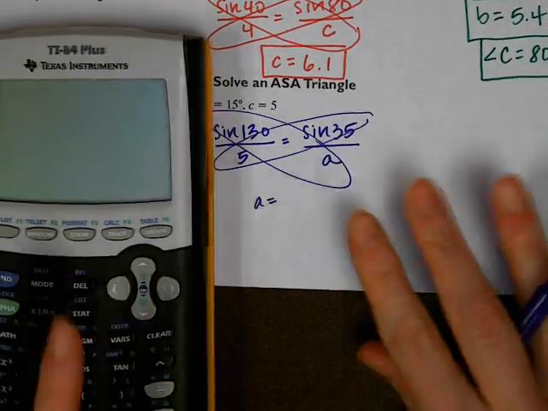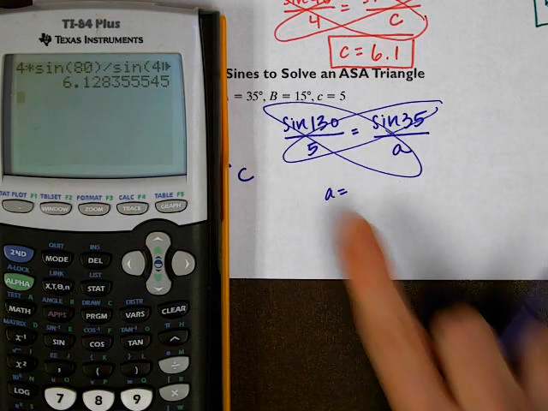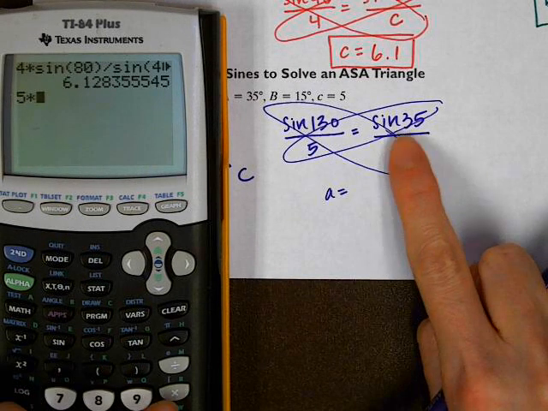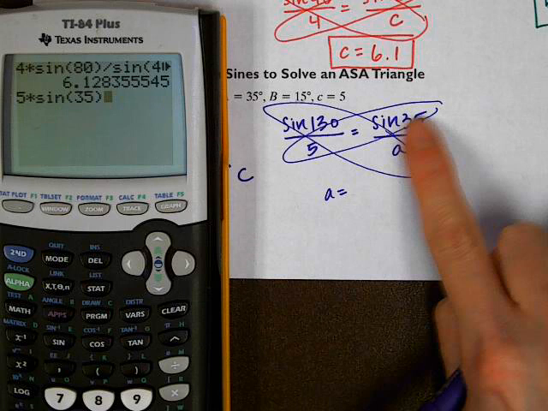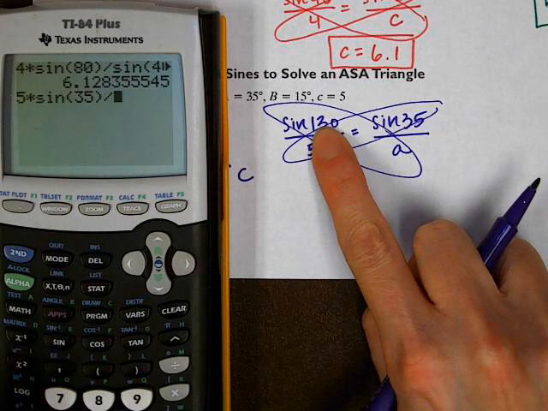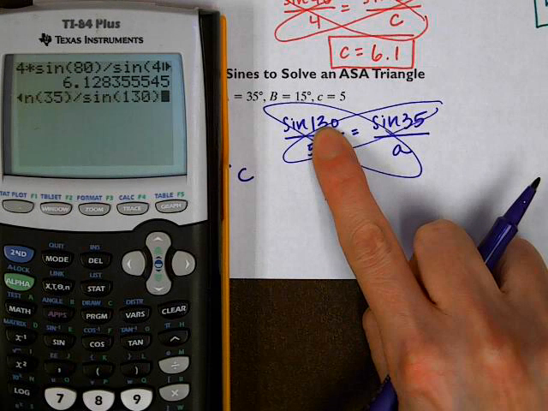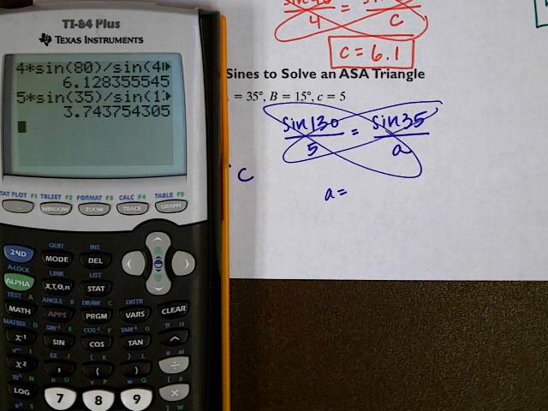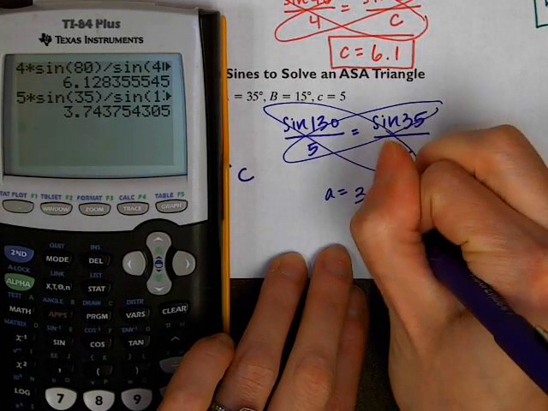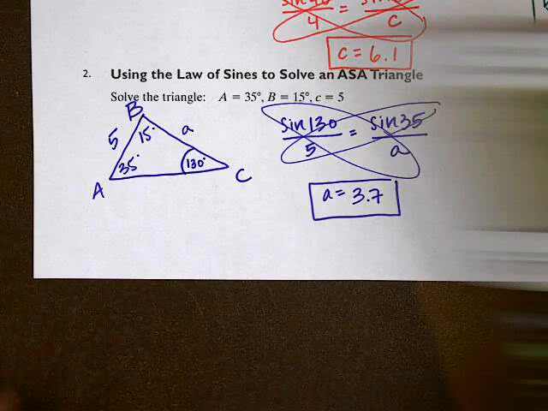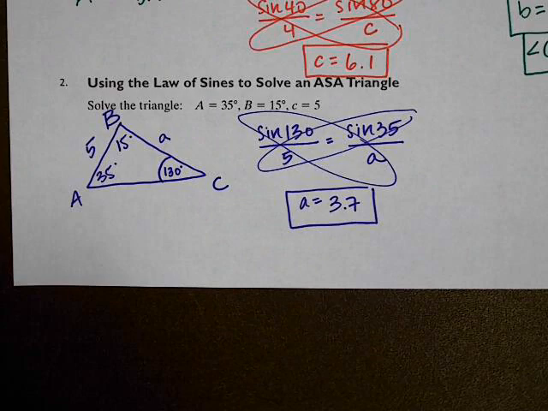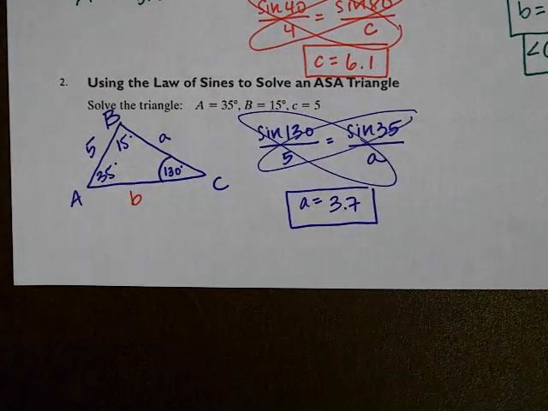Okay, so we're going to do 5 times sine of 35, but then actually divide by sine of 130. And you end up getting about 3.7. Okay, so that's side A. And all we need left is side B.